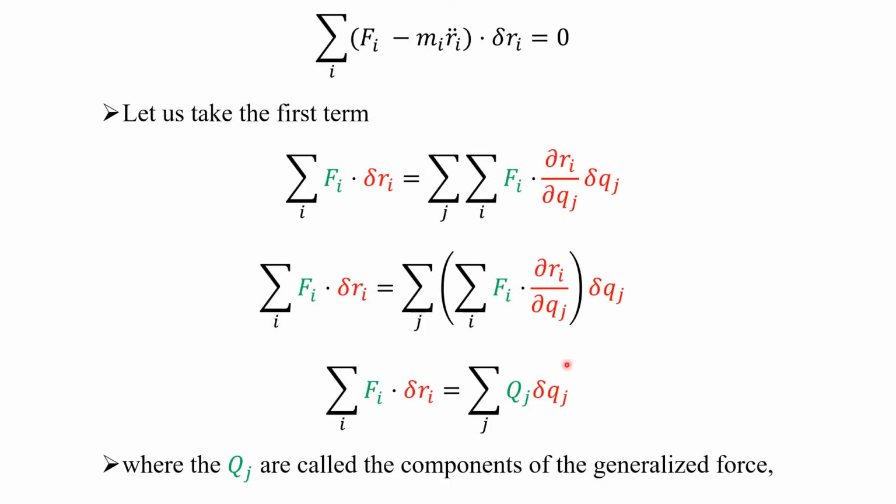Now take the term inside the bracket, that is, the summation over i of Fi dot the partial derivative term, which we are redesignating as Qj. So Qj is called the generalized force, where Qj is equal to Fi dot partial ri by partial qj. So the first term of this equation can be written as the summation over i of Fi dot delta ri, which is equal to the summation over j, because no i is involved on the right hand side, of Qj into delta qj.